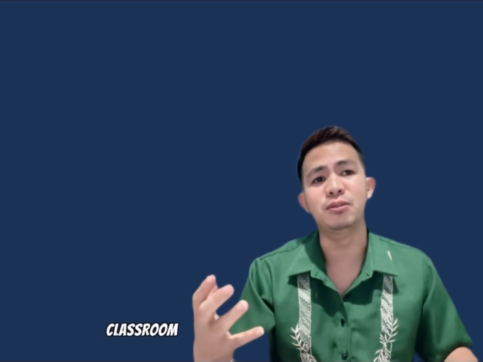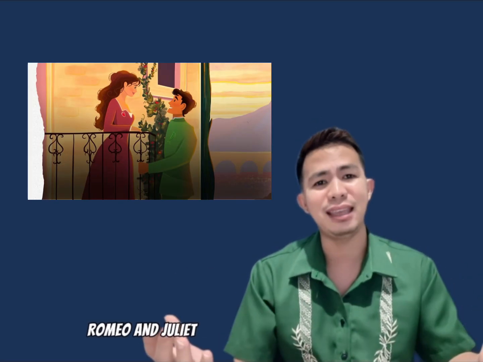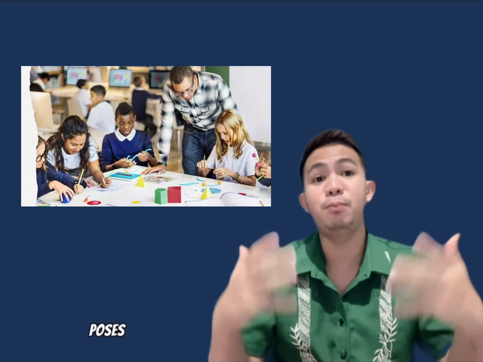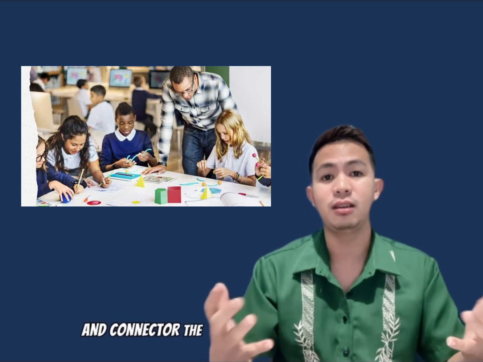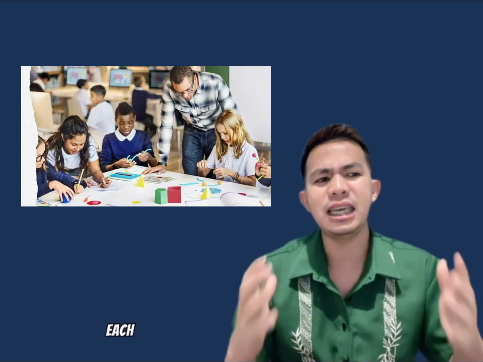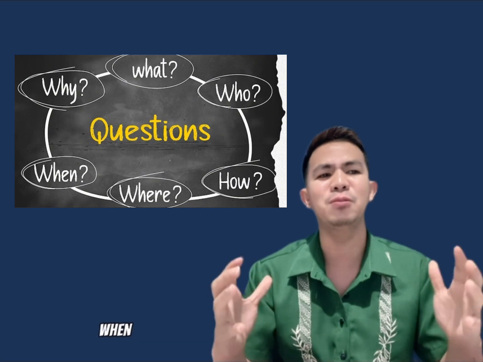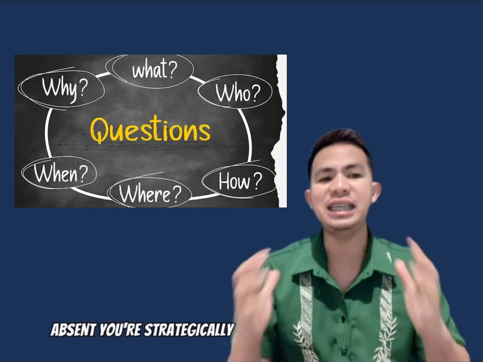In a collaborative classroom, we shift from lecturing to launching and coaching. Example: during a literature circle on Romeo and Juliet, instead of analyzing character motives yourself, you assign roles. Discussion director, the one who poses questions. Illustrator, the one who draws key scenes. And connector, the one who relates themes to students' lives. You circulate, ask each group, why or what story connections did you find? And guide them when they hit a dead end. You are not absent, you're strategically present.